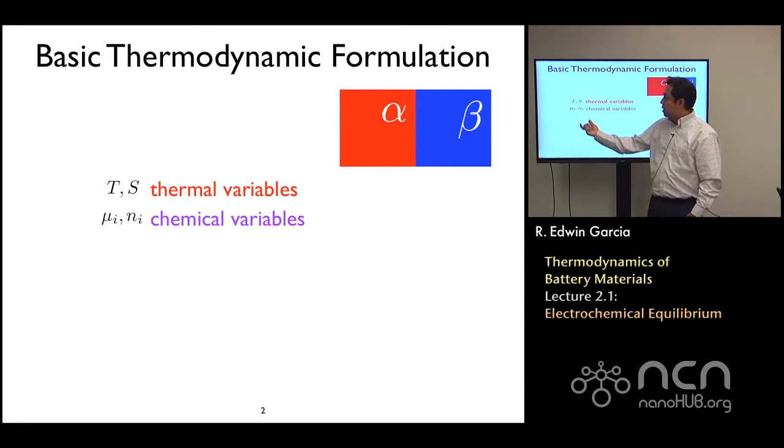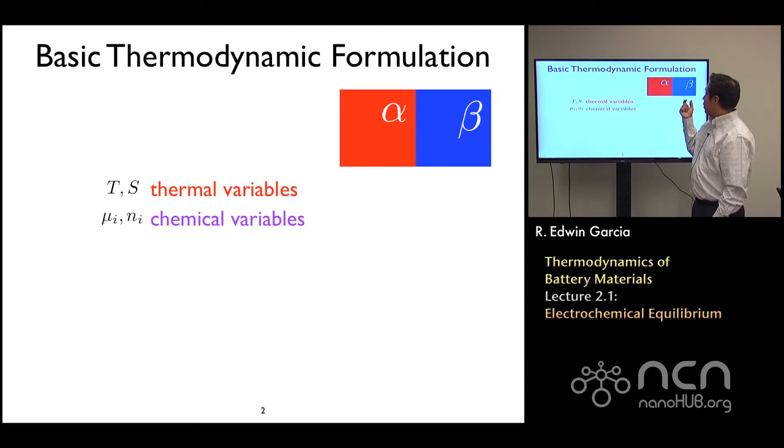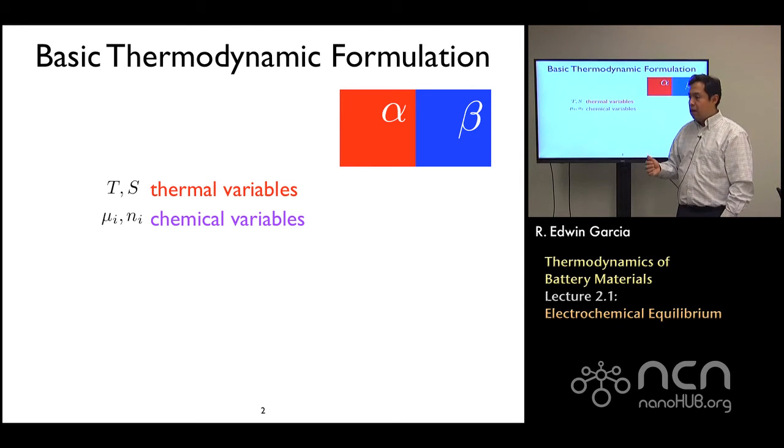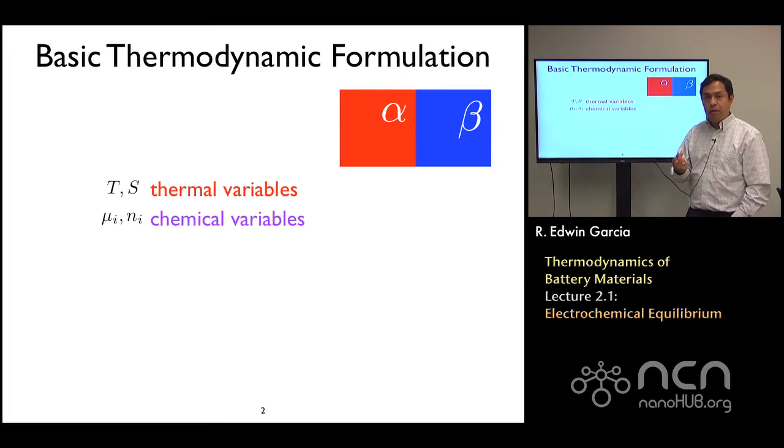Again, the same way that the TS pair has units of energy, the mu_i n_i pair has units of energy. How many components we have depends on how many species you're considering. In this case, we're going to be considering two. Say we talk about the lithium ions and the electrons as the two species that the system is handling, just for the purposes of the discussion. Now, this wouldn't be a battery.